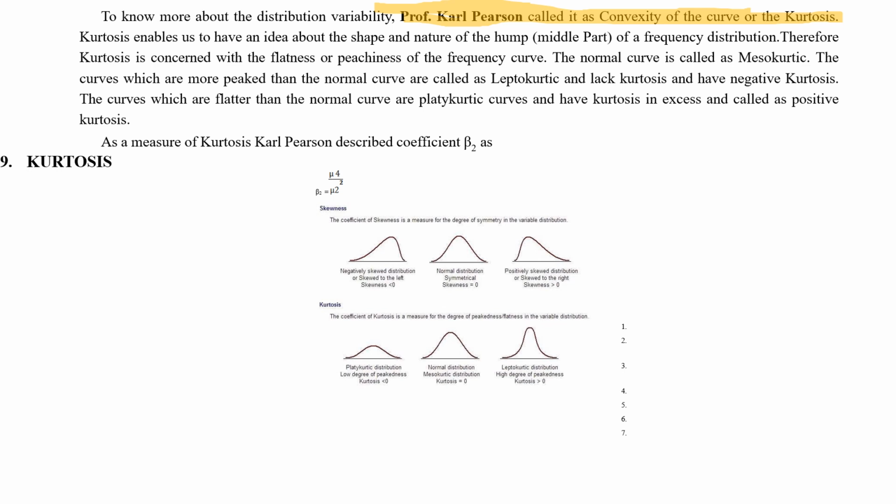The normal curve is called mesokurtic, and curves which are more peaked than the normal curve are called leptokurtic, which lack kurtosis and have negative kurtosis. The curves which are flatter than the normal curve are platykurtic curves, and have kurtosis in excess, called positive kurtosis.